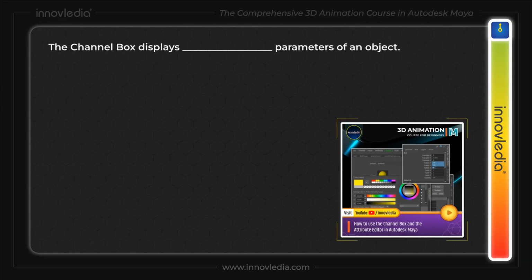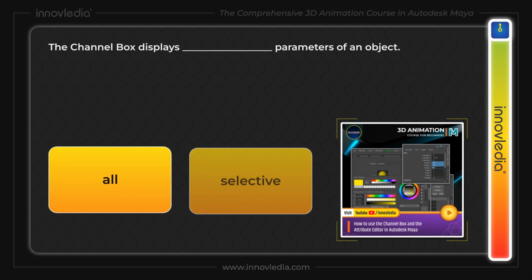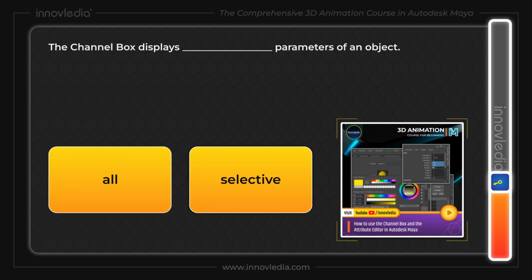The channel box displays dash parameters of an object. The options are all, selective. Your time starts now. And the correct answer is selective.